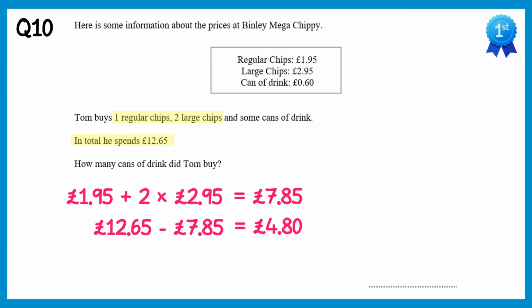Now we're told in the question cans of drink cost 60 pence, so if we do £4.80 divided by 60 pence, we get 8. So the answer to the question is 8 cans of drink.